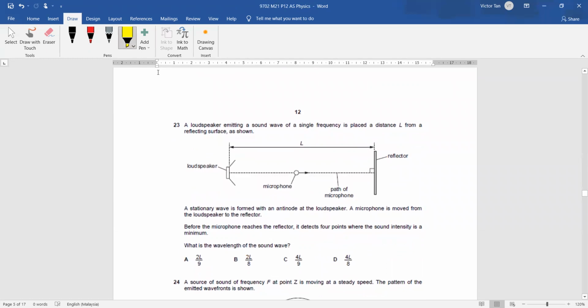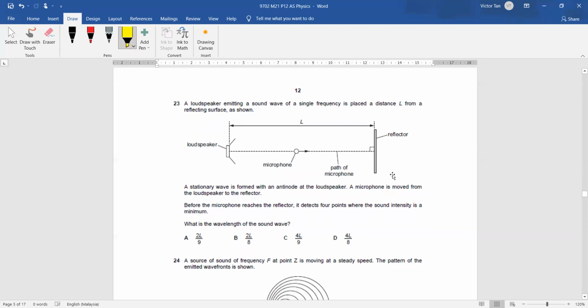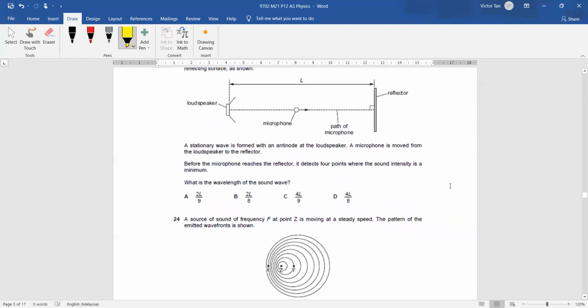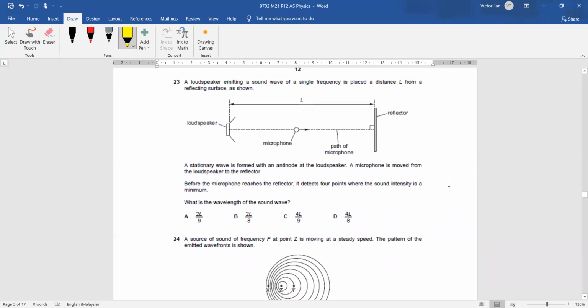A loudspeaker emitting a sound wave of a single frequency is placed at a distance L from a reflecting surface as shown. A stationary wave is formed with an antinode at the loudspeaker. A microphone is moved from the loudspeaker to the reflector. Before the microphone reaches the reflector, it finds 4 points where the sound intensity is a minimum. What is the wavelength of the sound wave? So there's 1, 2, 3, 4.